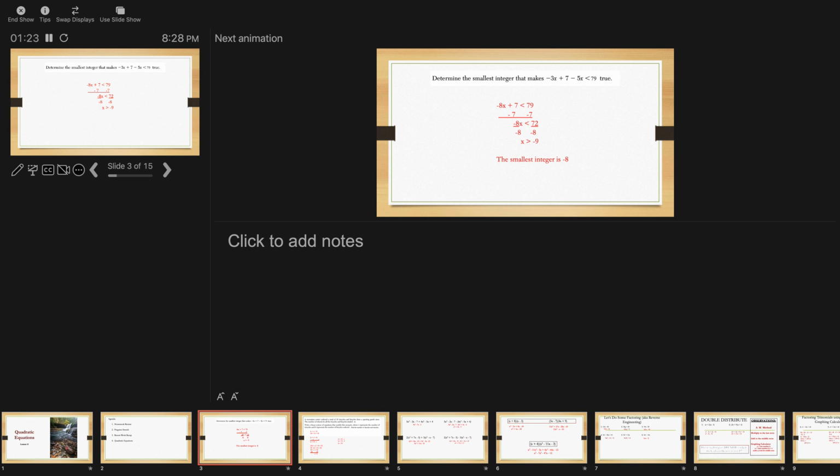So the question doesn't say to just solve it. It says determine the smallest integer that makes this true. The smallest integer that's greater than -9. Realize that this does not say greater than or equal to -9. It simply says greater than -9. You can't equal -9. So the smallest integer that's greater than -9 is -8.